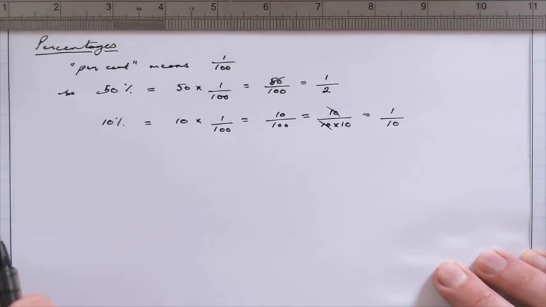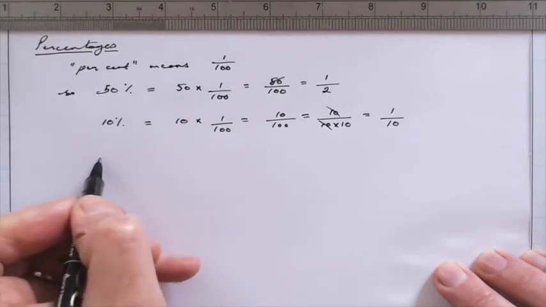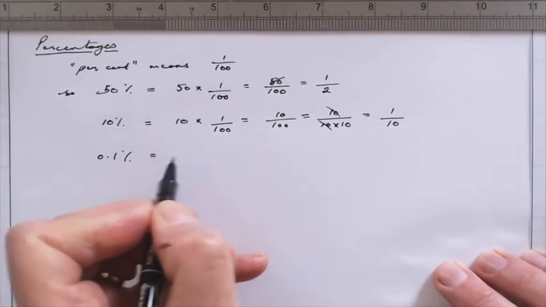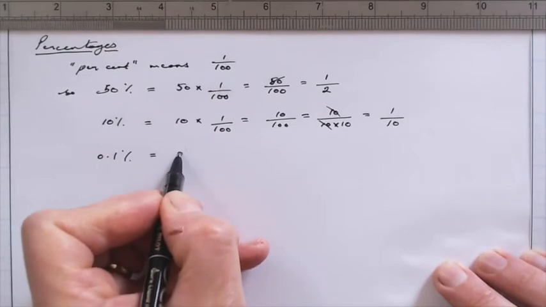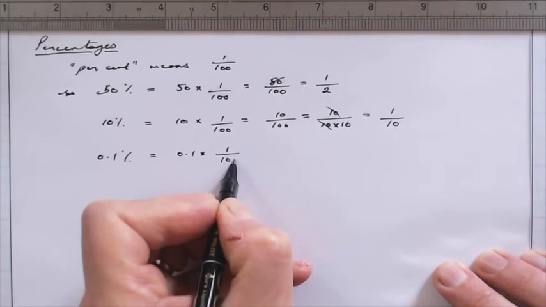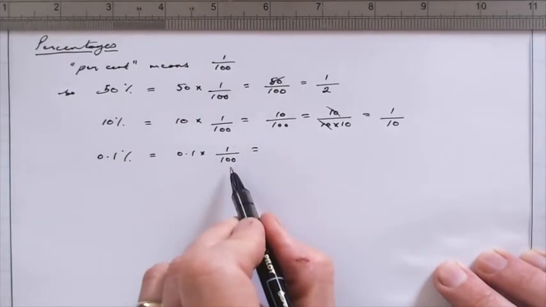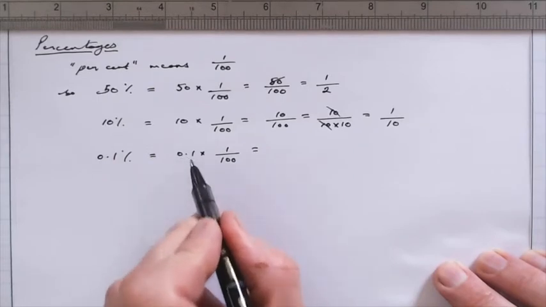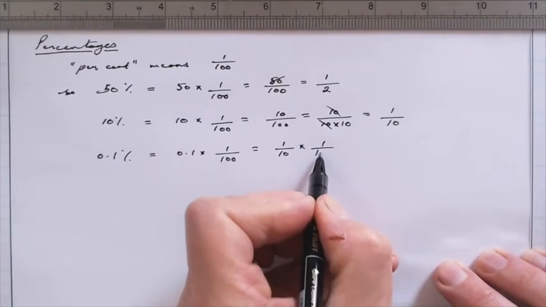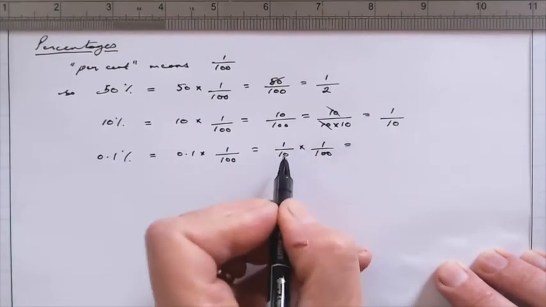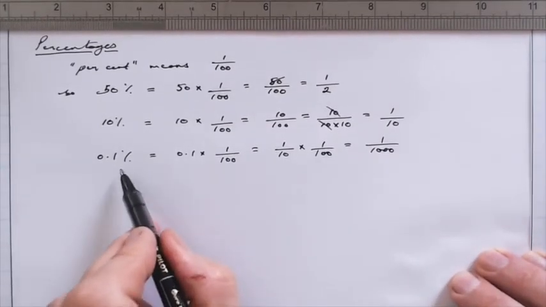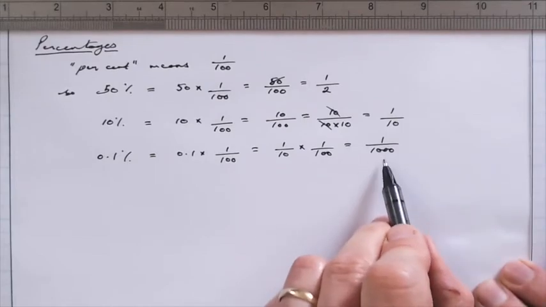We can have percentages which are less than 1. So for example, you might see 0.1%. Well, that would be 0.1 lots of 1/100th. And I think the best way to do this probably is to think of 0.1 as a tenth times 1/100th. We can use our fractions multiplication to see that that's 1/1,000th. So 0.1% is 1/1,000th.